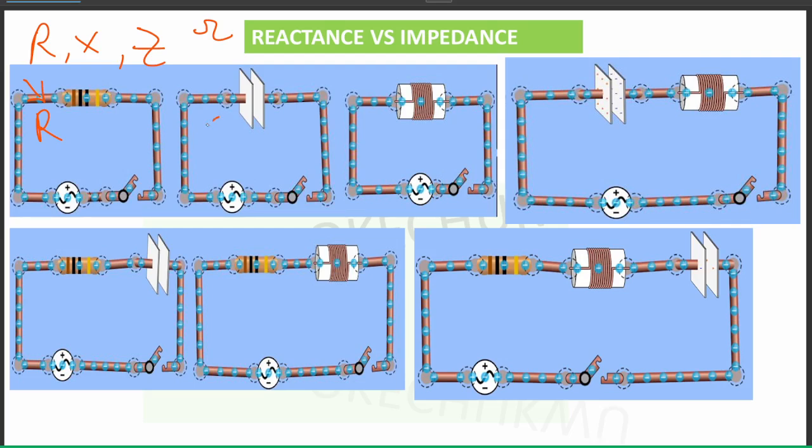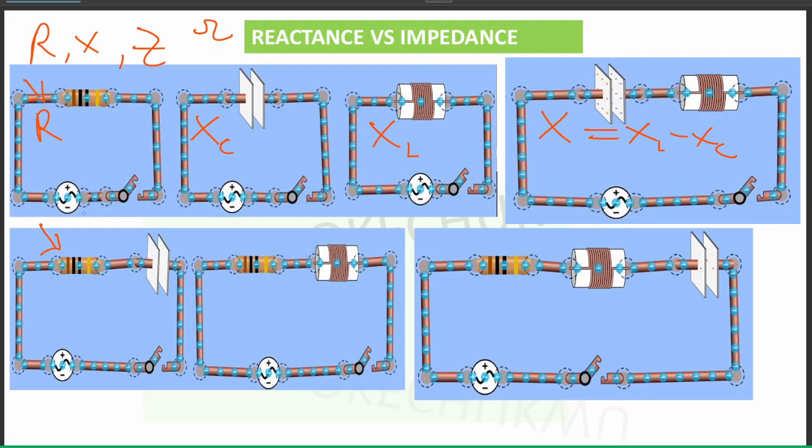What about this one? We have reactance, but then it's going to be capacitive reactance. So you put sub C, all right? This one, reactance, inductive reactance. This one, reactance. Later I'll be telling you that the formula is XL minus XC, all right? But as long as there is no resistor, it's reactance. Now, what about this one? Can you see a combination of a resistor and a capacitor?